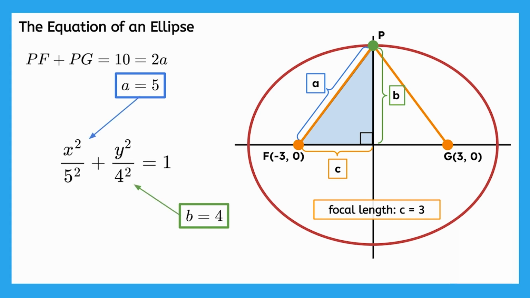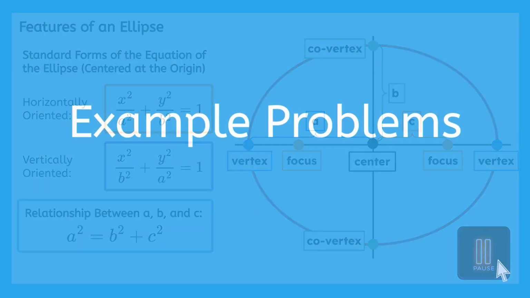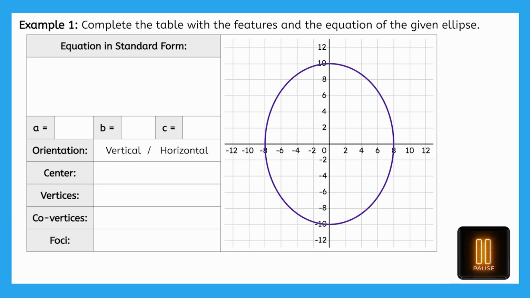Here are the ellipse features and equations we have learned so far. If you haven't taken notes on all these yet, pause the video and do so now. Let's look at a couple example problems. Here's the graph of an ellipse. In your guided notes, complete the table with the features and the equation of this ellipse. Pause the video and try it out.